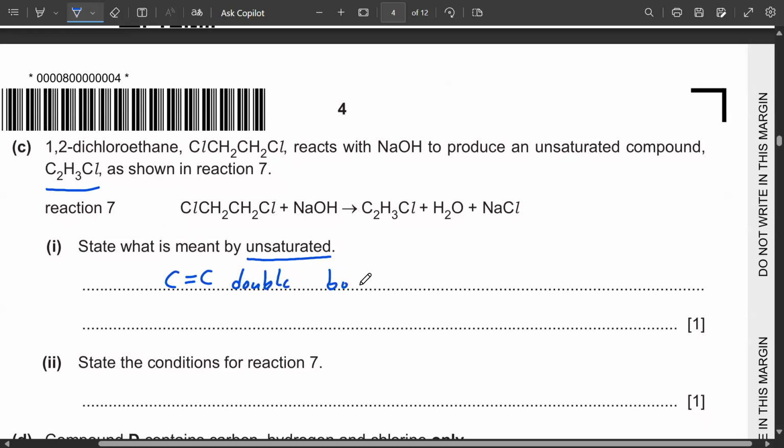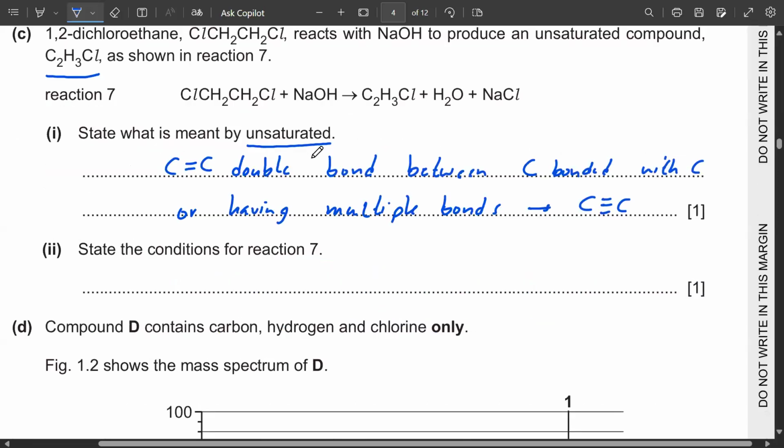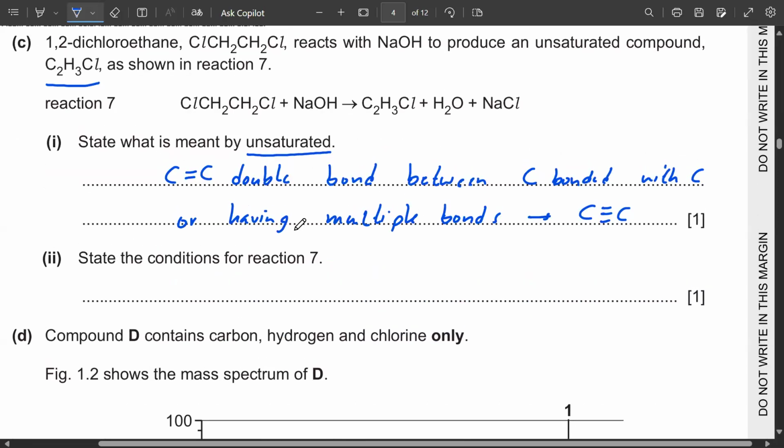double bond between carbon bonded with carbon, or having multiple bonds. That multiple bonds will definitely contain a carbon-carbon triple bond. So a carbon-carbon double bond or multiple bonds between carbons is what is meant by unsaturated. State the condition for reaction 7.